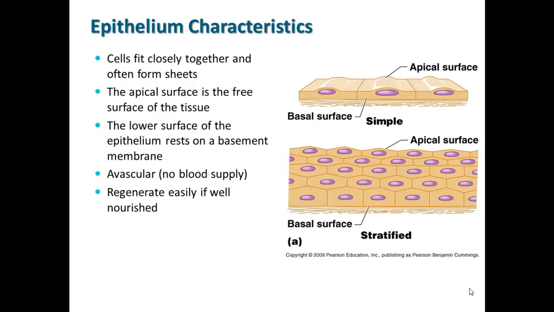The basement membrane is made from a type of collagen, the structural protein that we've talked about, and anchors the epithelium to the connective tissue beneath it. The basement membrane is formed by both the epithelium and the underlying connective tissue. Epithelium is avascular, which means it does not have a blood supply. So how does it live? Well, it depends on getting its oxygen and nutrients by diffusion from capillaries in the underlying connective tissue. An epithelial tissue can often heal well if it is well nourished.